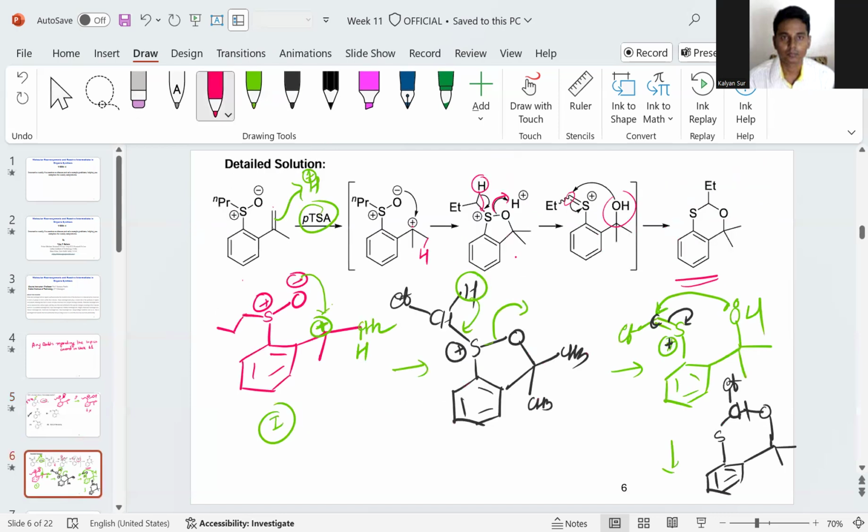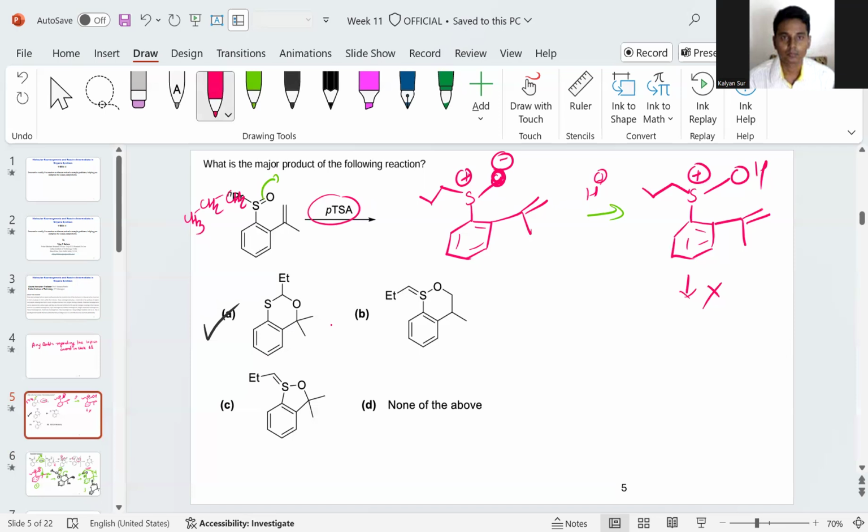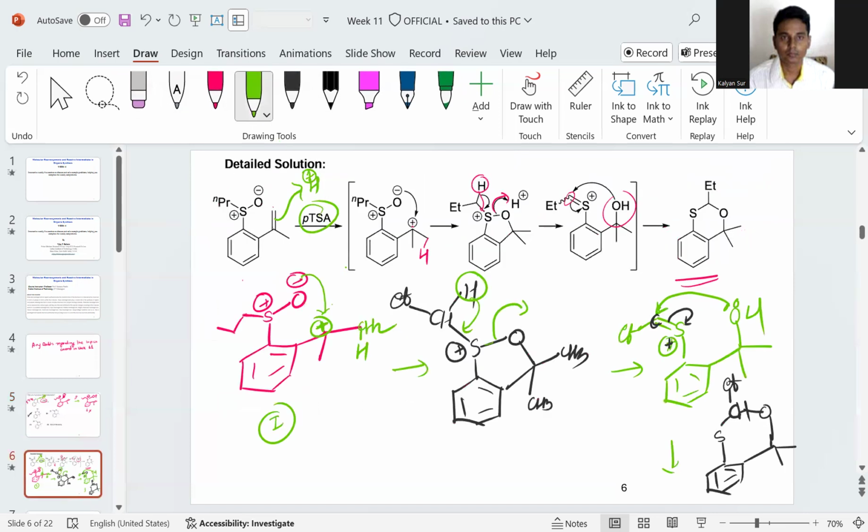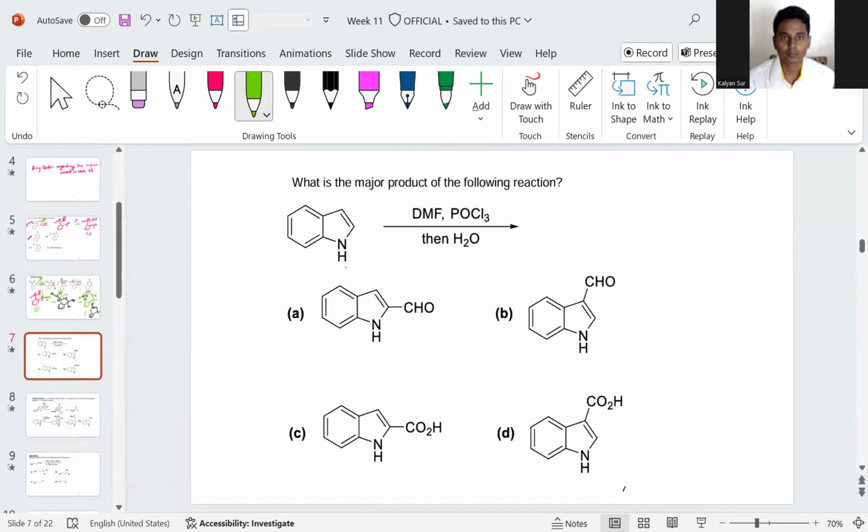We need the proton abstraction not by the S double bond O bond. So the proton is abstracted by this olefin part. This olefin part attracts the proton from the PTSA, and which forms a stable carbocation. So that's the carbocation formed here. If you look at here, this is the carbocation getting formed. So we can note down the mechanism from this slide. So I will move to the next question.